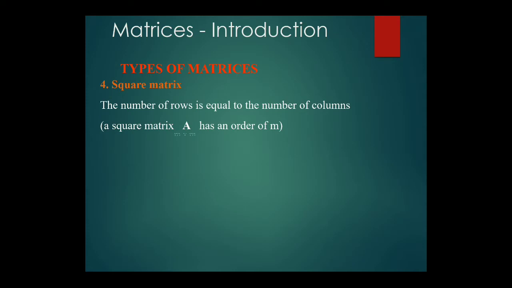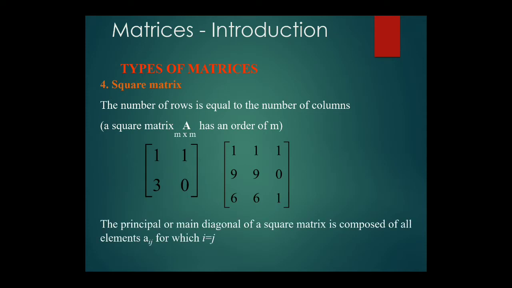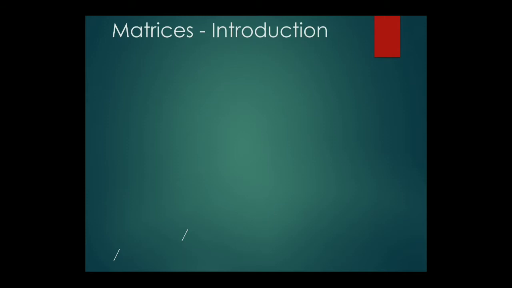So we have an example here, that is 1, 1, 3, 0. This is basically a 2 cross 2 matrix, as we have 2 rows, 2 columns. And the next one we have 3 rows, 3 columns. So this is a 3 cross 3 matrix. The next type we have is the diagonal matrix.